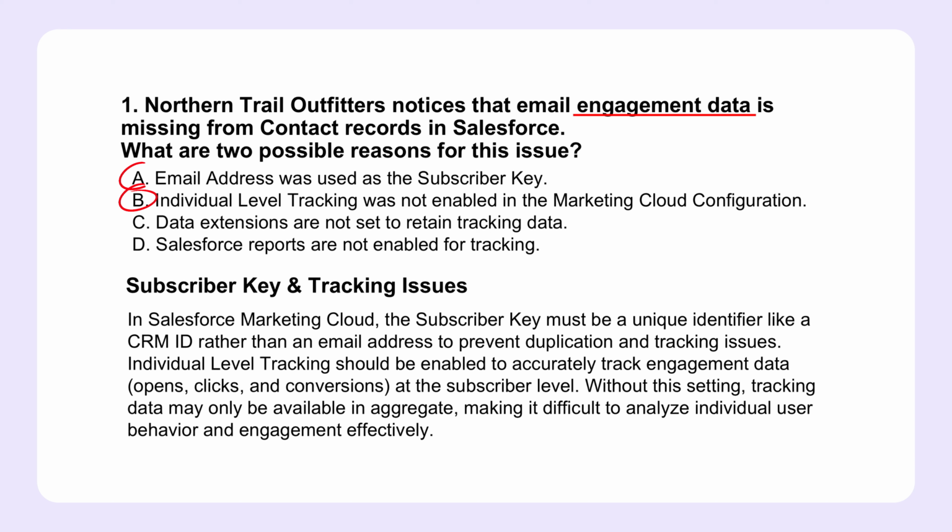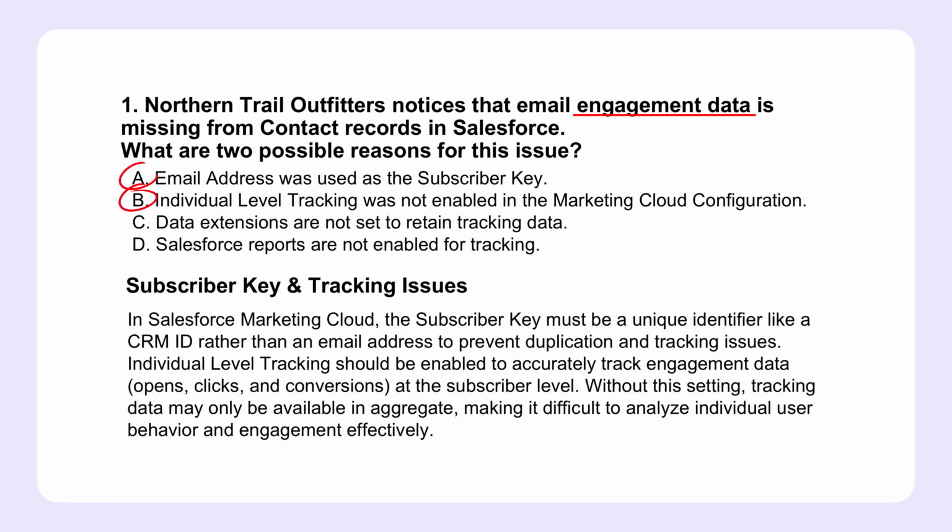That makes a lot of sense. It's kind of like trying to track individual website logins when multiple people are using the same username. You just lose that one-to-one connection. Exactly. And the second potential reason the question brings up is that individual level tracking might not be enabled in the Marketing Cloud configuration. You'd think that would be on by default, right? It seems kind of important. So what exactly does individual level tracking control?